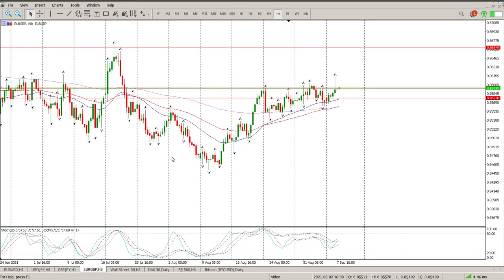And lastly, Euro British Pound. Pretty much a similar picture here. You can see sideways. We did have an attempt at a break to the upside, but then the sellers stepped in. Look at the highs there, and the oscillator's making lows. I suspect we're probably going to see some kind of a move to the downside. So there's this pin bar rejection with the divergence.